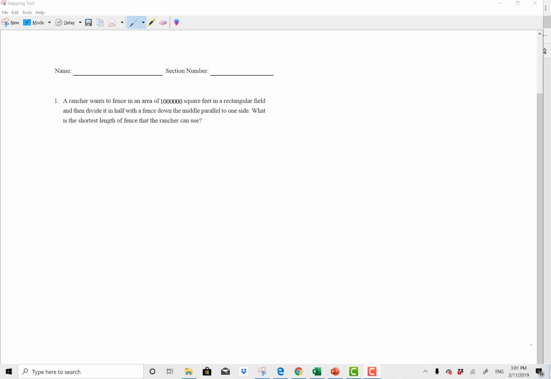All right, so the first one we want to look at is number one. They say a rancher wants to fence in an area of 1 million square feet in a rectangular field and then divide it in half with a fence down the middle parallel to one side. What is the shortest length of the fence that the rancher can use? So essentially for this problem, let me write that right here.